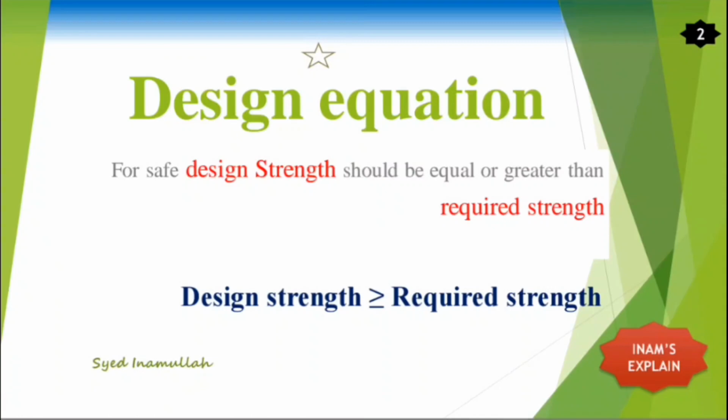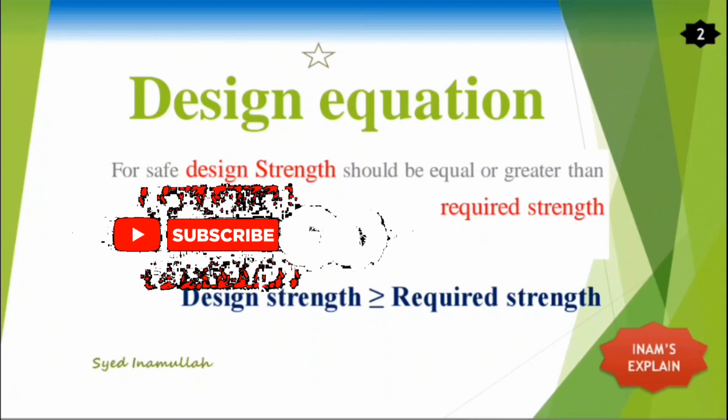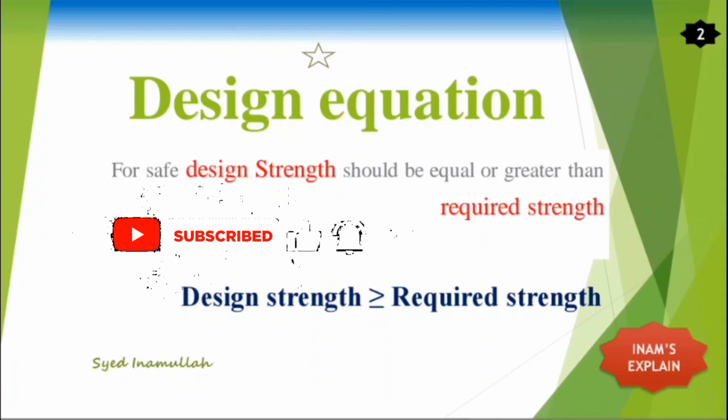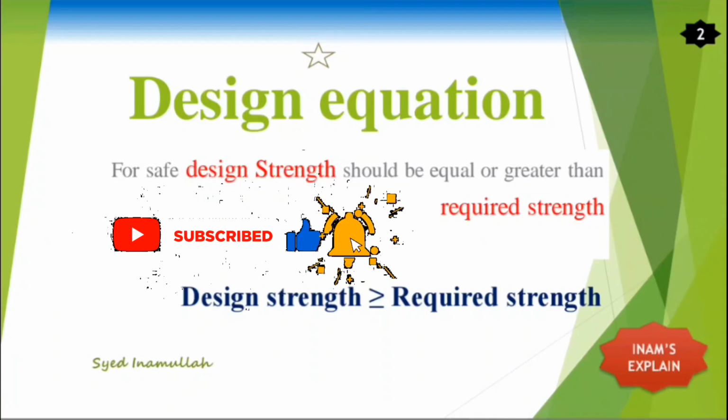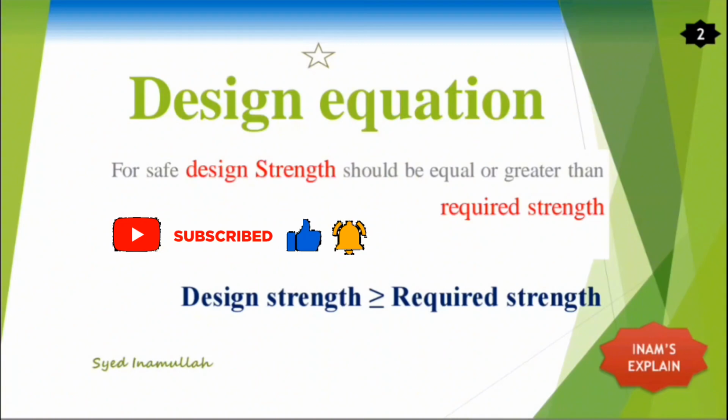For any required strength, we will construct a structure. For the required strength, we construct a structure which bears these stresses to serve the purpose for which it was constructed. So the design strength is the strength which comes through the section property. It is the ability to resist the applied, required stresses.